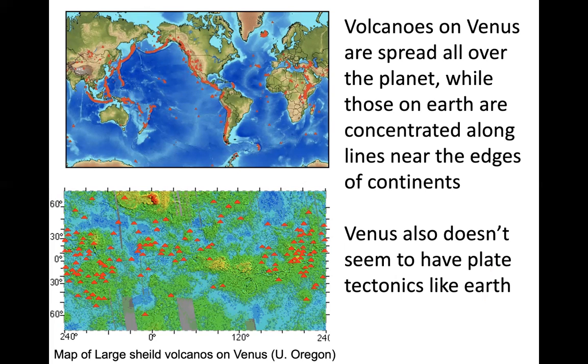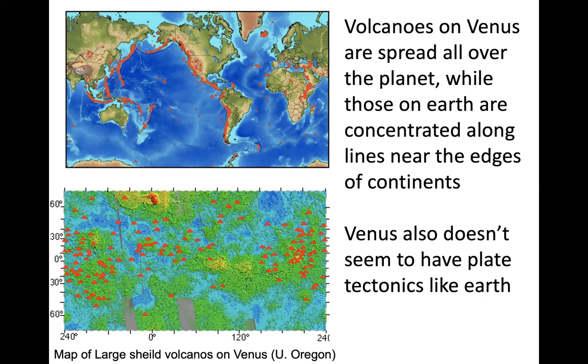The implication is the geology of Earth, which is dominated by these moving plates, is kind of unique to Earth. And why that is still a matter of some debate. So there are clear differences in the geology and the geologic activity on Venus. But then there's the question, what is the level of activity on Venus? Is it comparable to Earth or is it not?